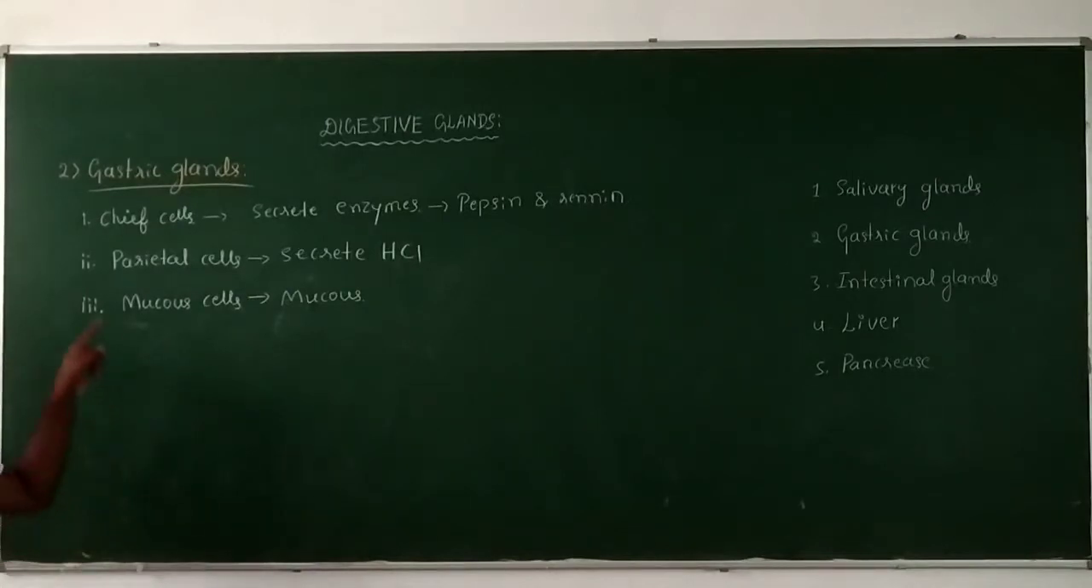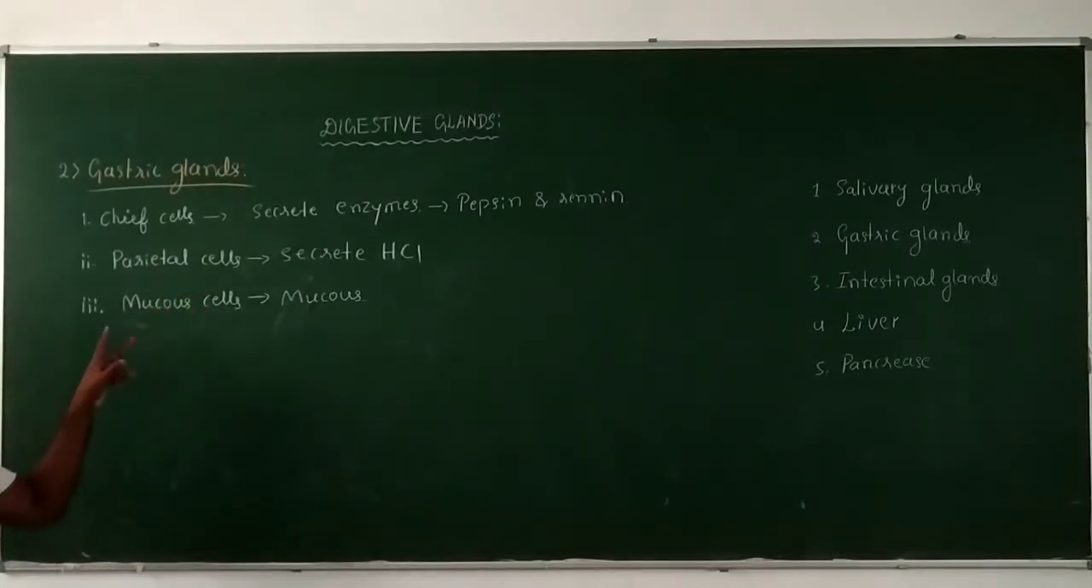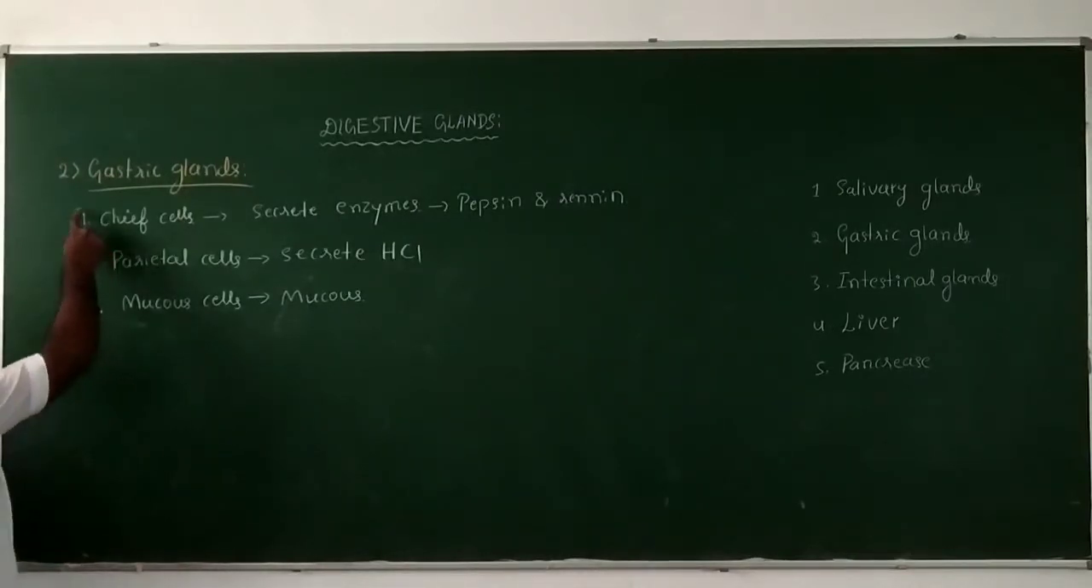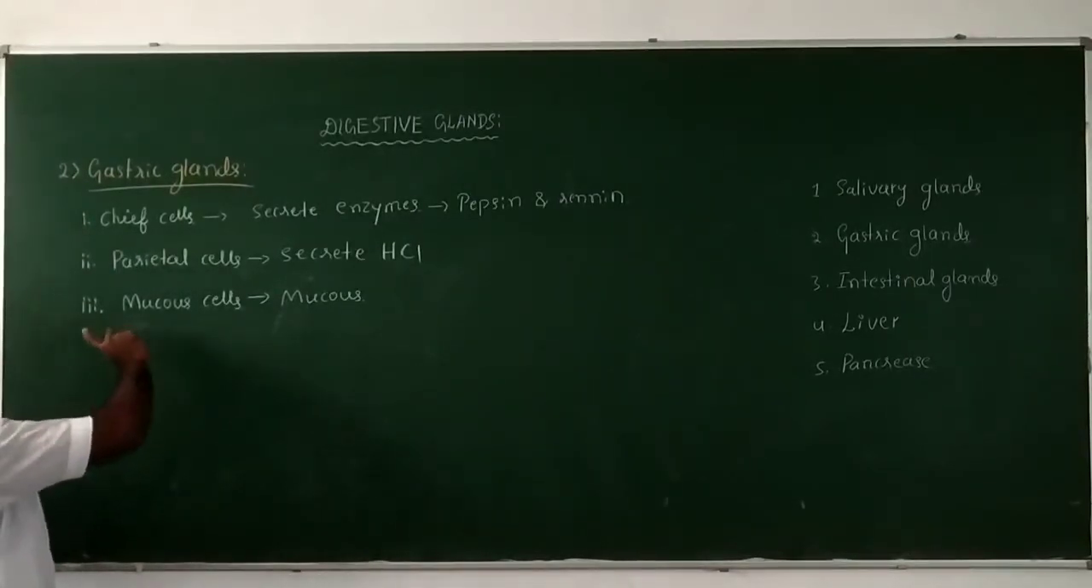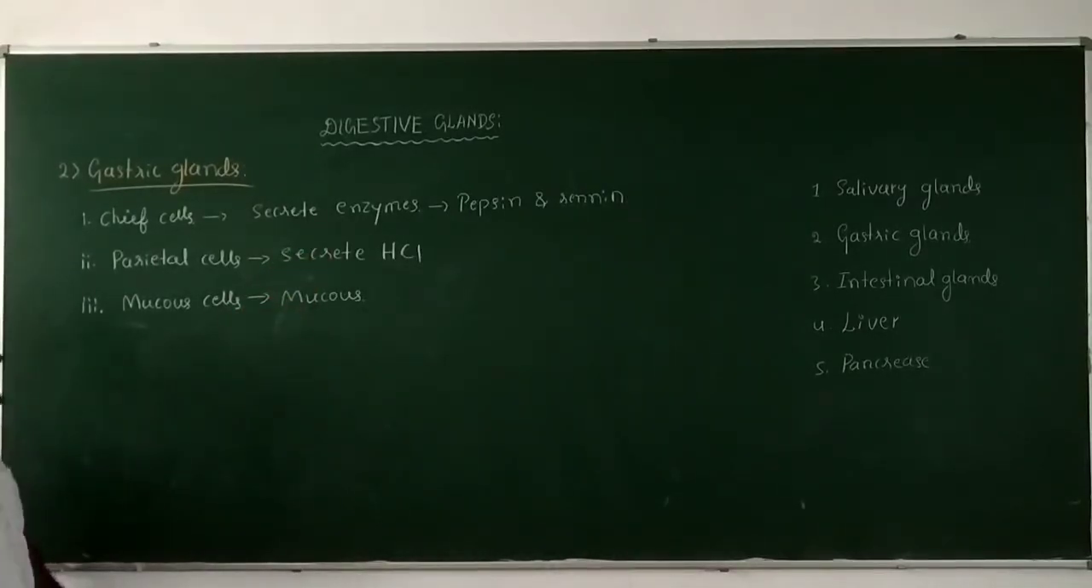In this way, each gastric gland found in the stomach is made up of 3 types of cells. They are chief cells which secrete pepsin and renin enzymes, parietal cells which secrete HCl, and mucus cells which secrete the mucus. Now, one more thing you should remember. The combined secretion of these three types of cells is known as gastric juice.